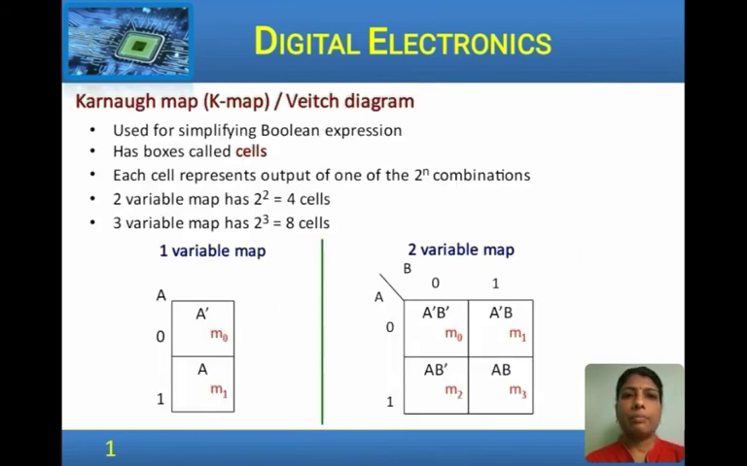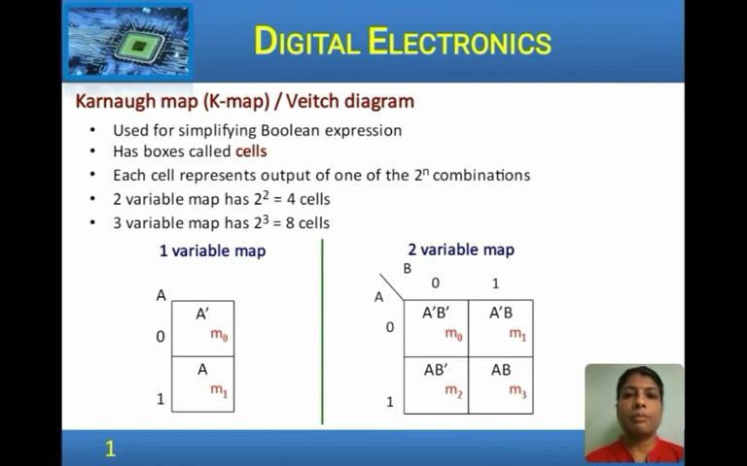Karnaugh map or K-map, also known as Veitch diagram, which was formulated by Veitch and later on modified by Karnaugh, is used for simplifying Boolean expressions. So, this map has boxes called cells, and each of the cells represents the output for one of the 2 power n combinations. So, we have n inputs, we have 2 power n combinations and therefore 2 power n possible outputs. Each of the cells will represent the output of one of these combinations.